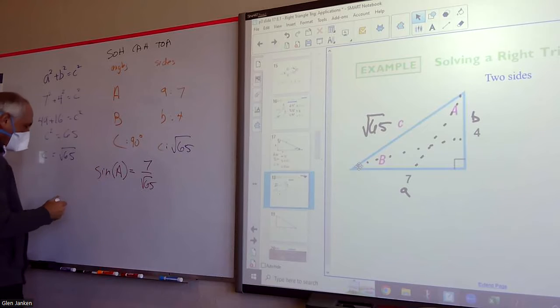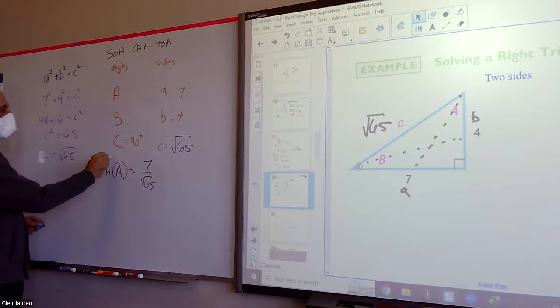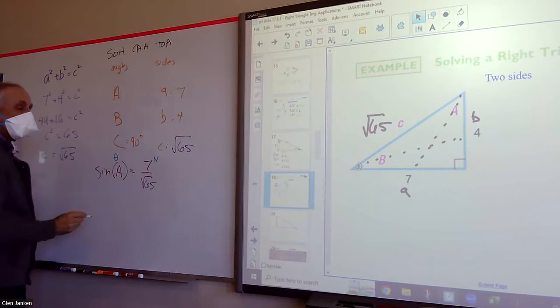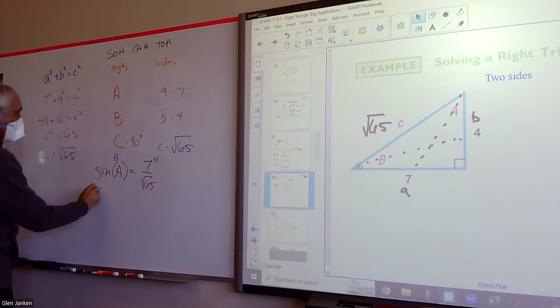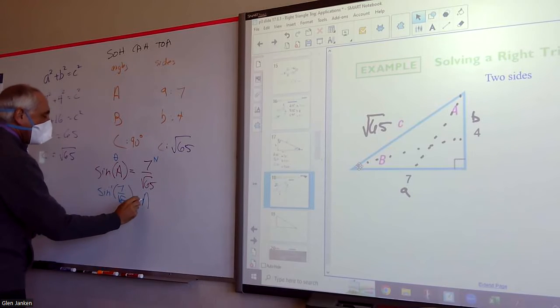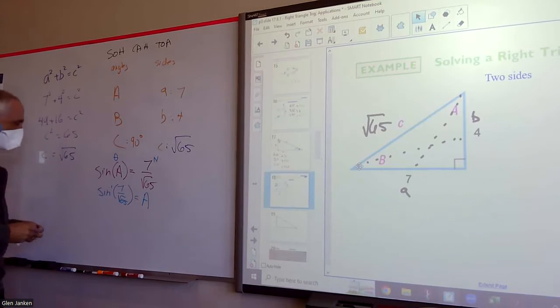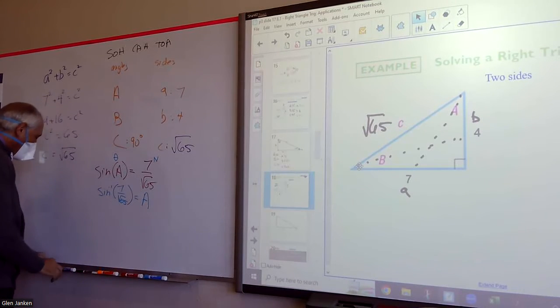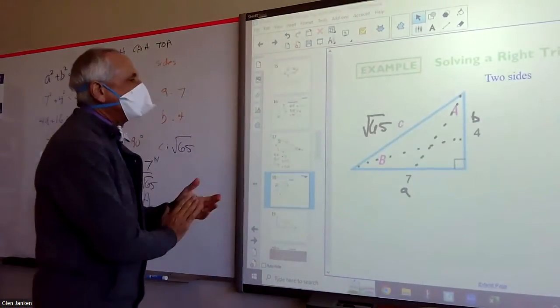So what we're going to do is we're going to say, well, if this is an angle and this is a number, the negative one thingy, we're going to find the inverse. So inverse sine of 7 over radical 65 is going to equal the angle. Everybody see this? Inverse sine is going to tell us what the angle is. So if I know what the sine number is, let's see if we can do that on the calculator. Let's open up the calculator.